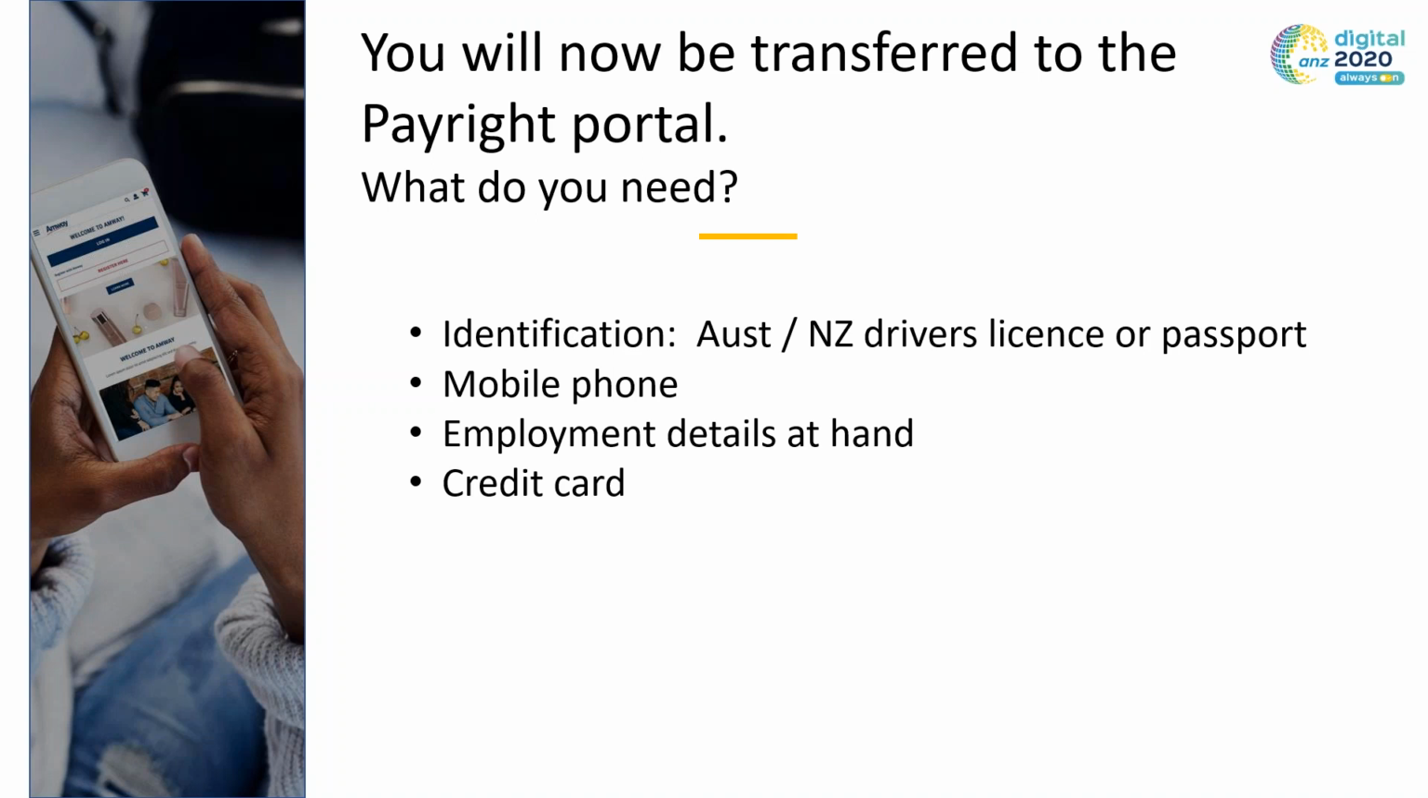Now, I would suggest that before you actually start your application, you have your identification ready. So in Australia, you're going to need a driver's license or a passport number. And the same in New Zealand. You're going to need a New Zealand driver's license and a New Zealand passport. You'll need your mobile phone for the verification code to come to you. You'll need to have your employment details at hand, just so that you know what your salary figures are. And you'll need to have a current credit card as well. So you've got all those in place. You're ready, set to go.